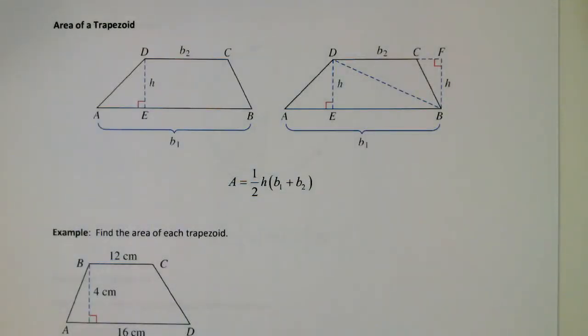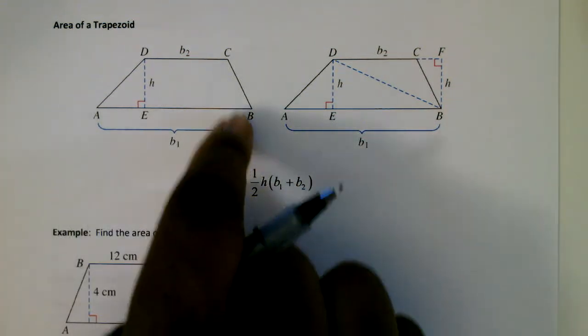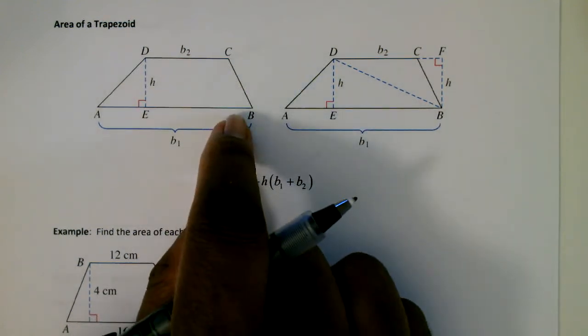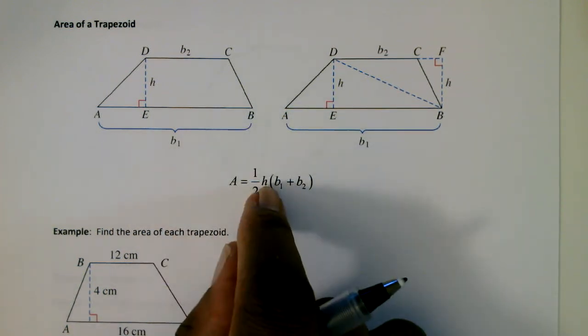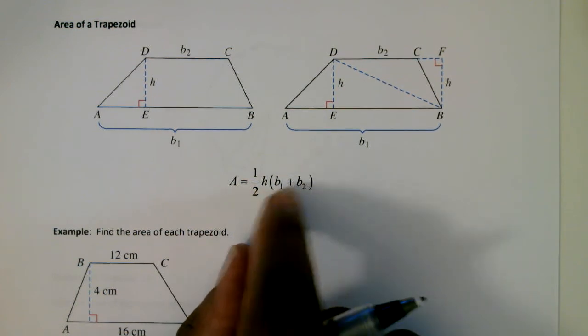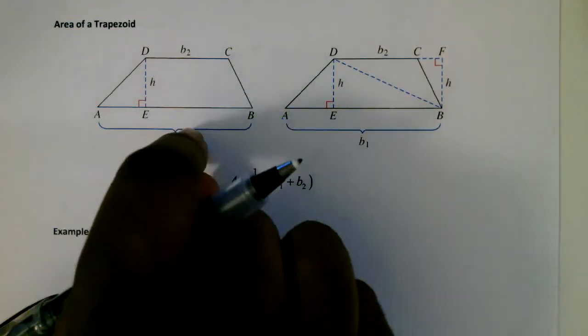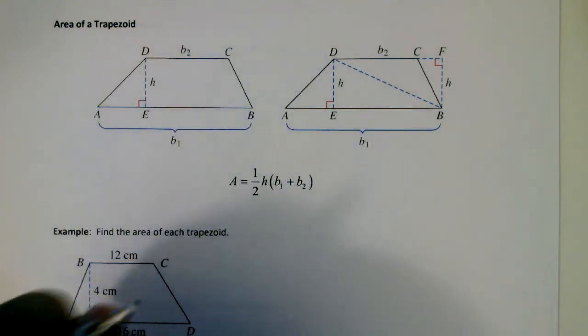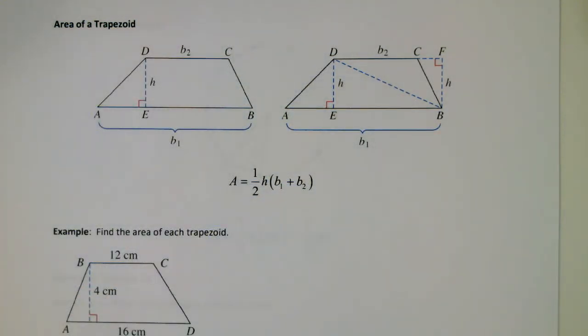All right, let's talk about the area of a trapezoid. The area of a trapezoid looks like this. A trapezoid is a quadrilateral with only one pair of parallel sides. The area of that will be 1/2 the height times the sum of the two bases, the one on the bottom and the one on top.